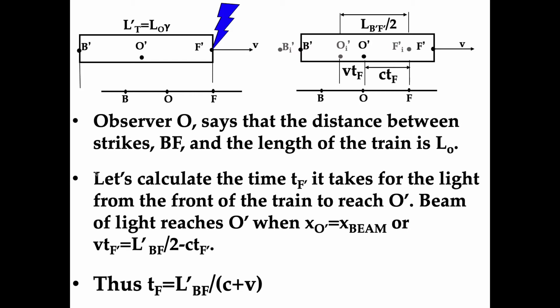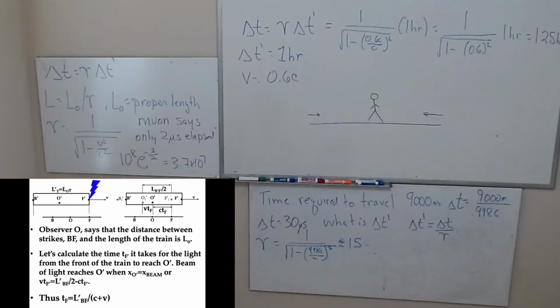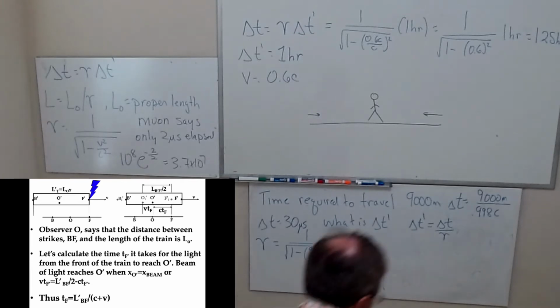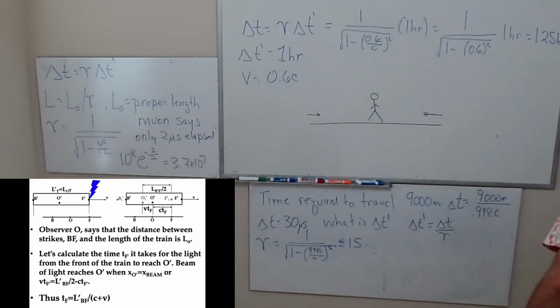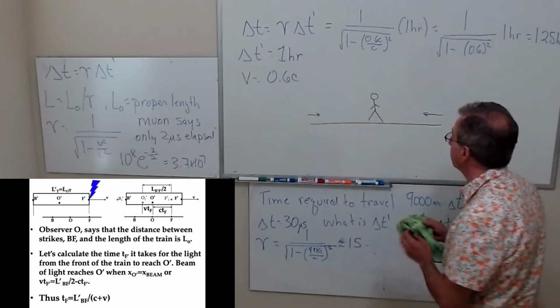What we want to do is calculate the time it takes for the light from the front of the train to reach O prime. And then we want to do the same thing: calculate the amount of time it takes for the light from the back of the train to reach O prime. So I'll write it on the board, because we want to find the delay time between the two events.